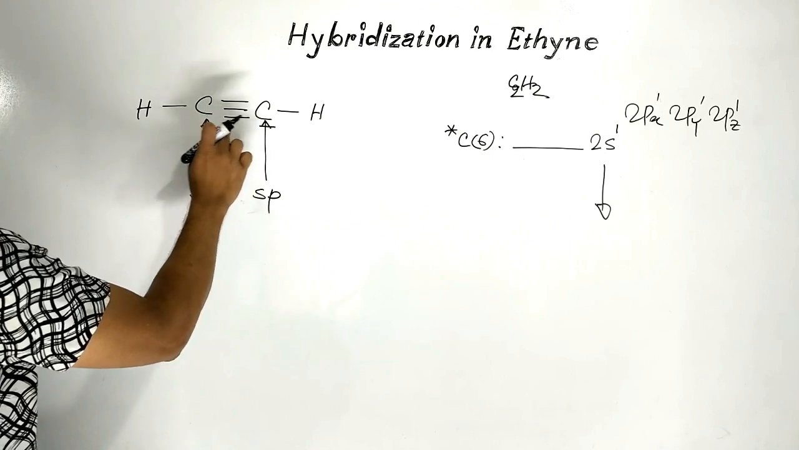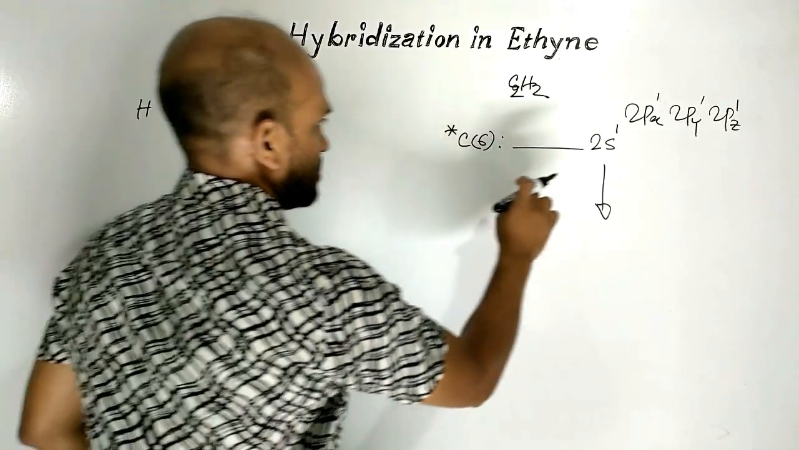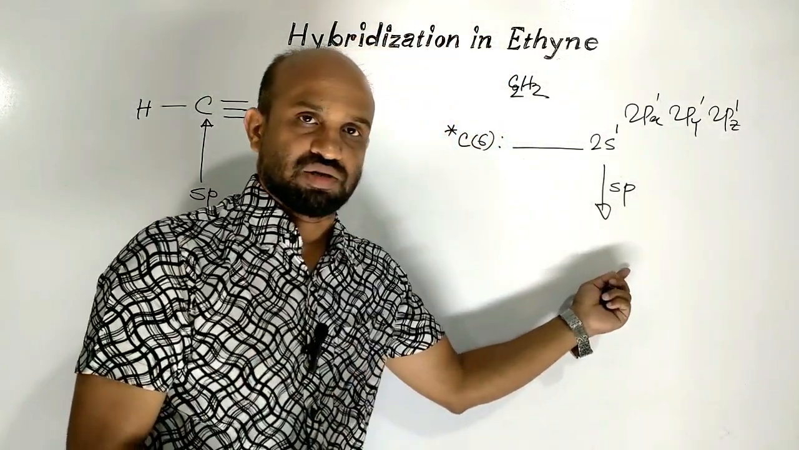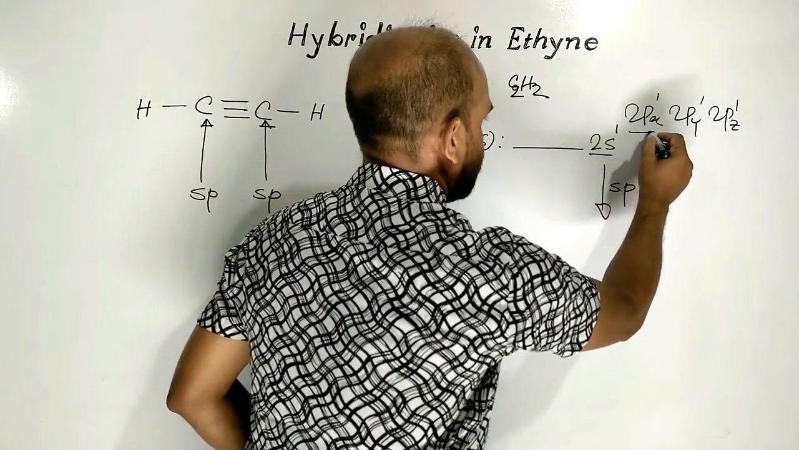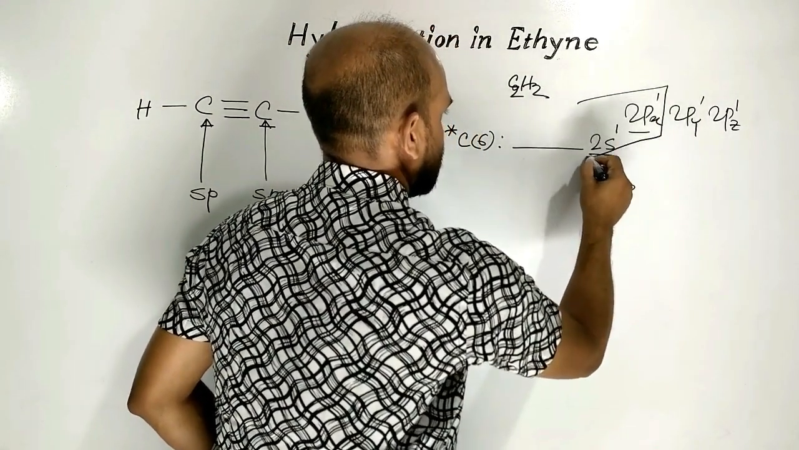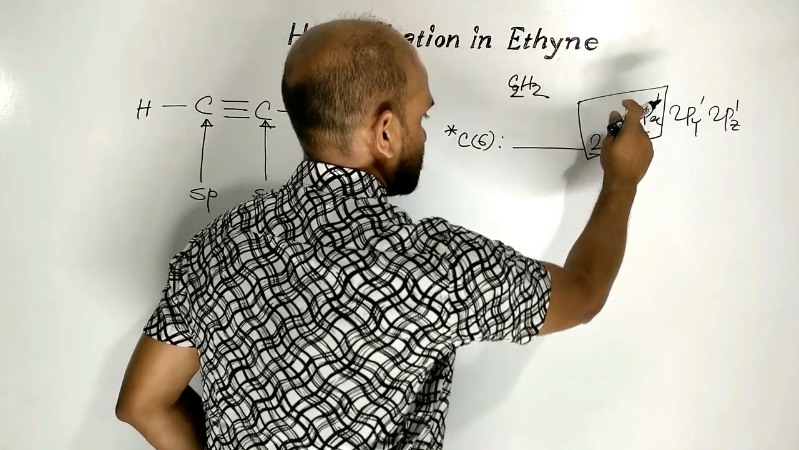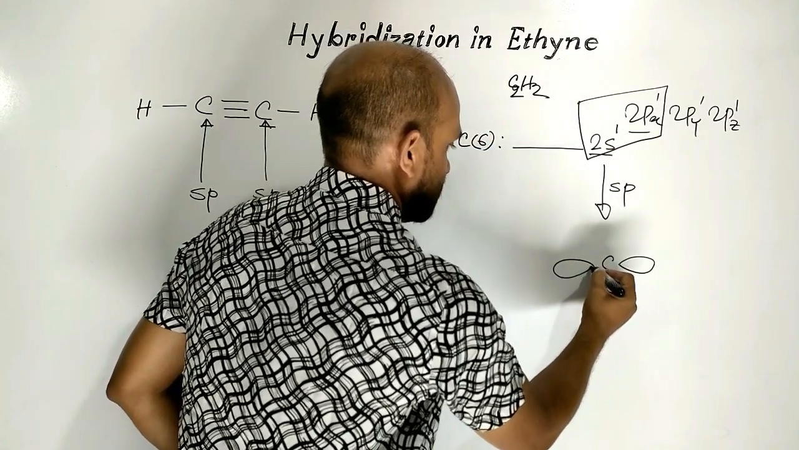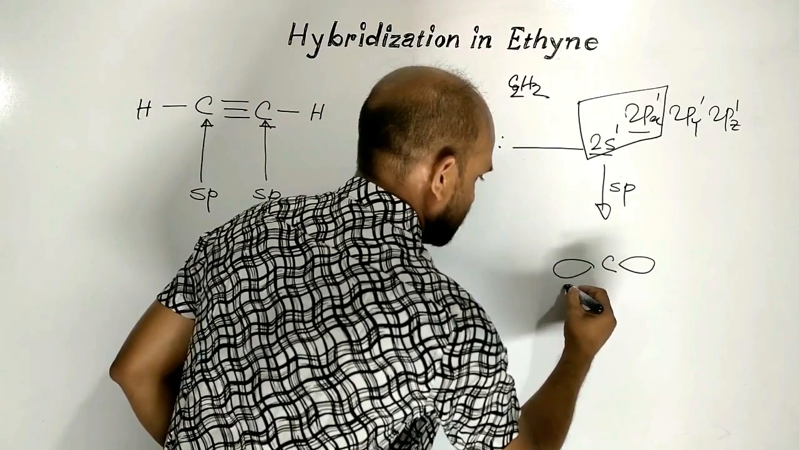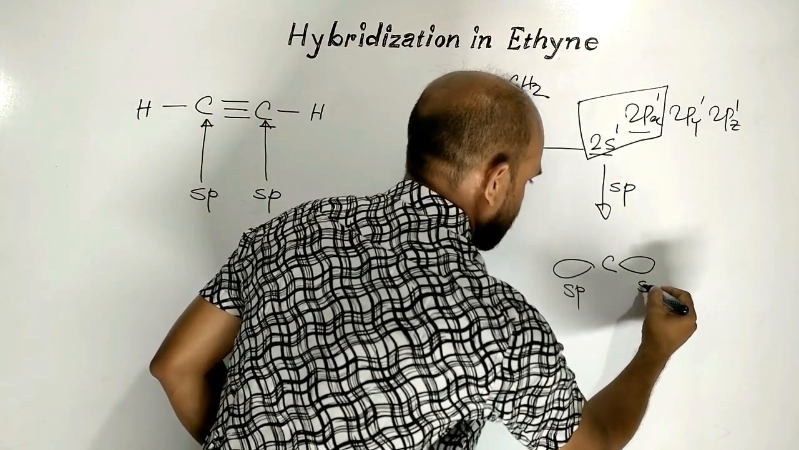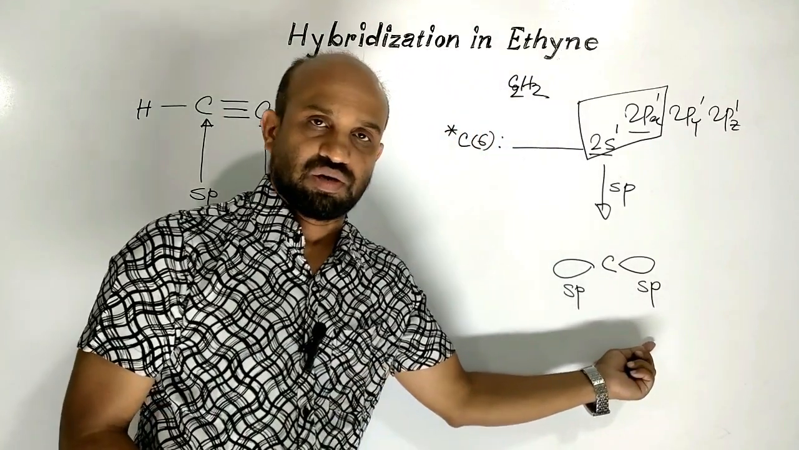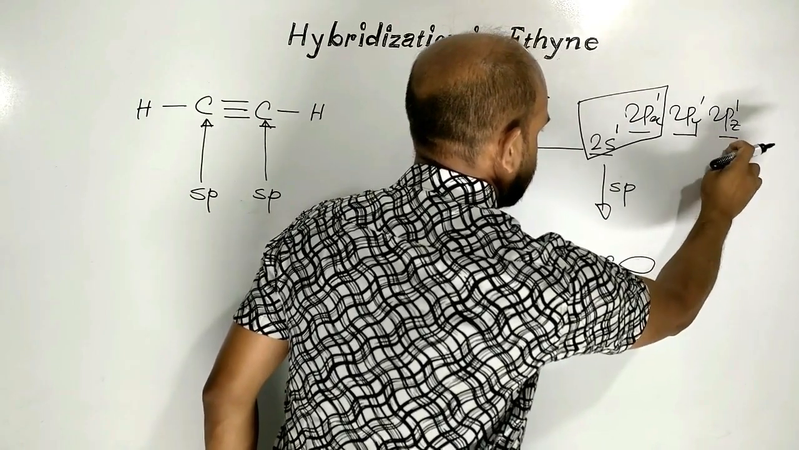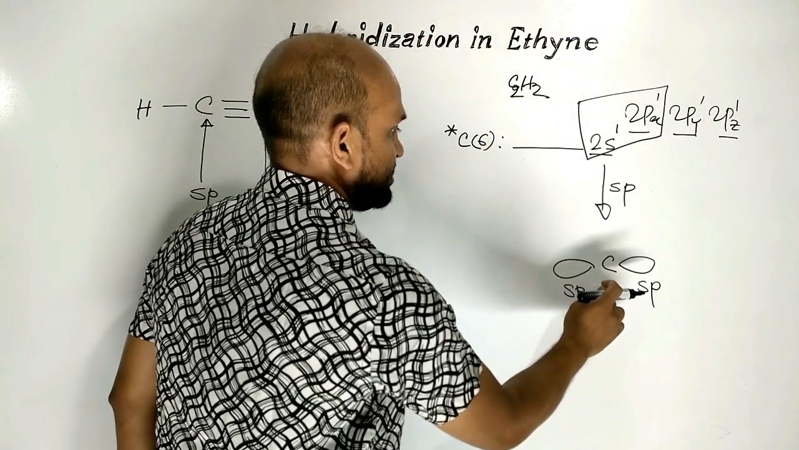Here, carbon atoms are sp hybridized, that is, in the outermost shell, sp hybridization occurs between s and p orbitals. Then two orbitals are formed. These orbitals are named sp orbitals. This is the sp orbital, and we see that two p orbitals remain unchanged.